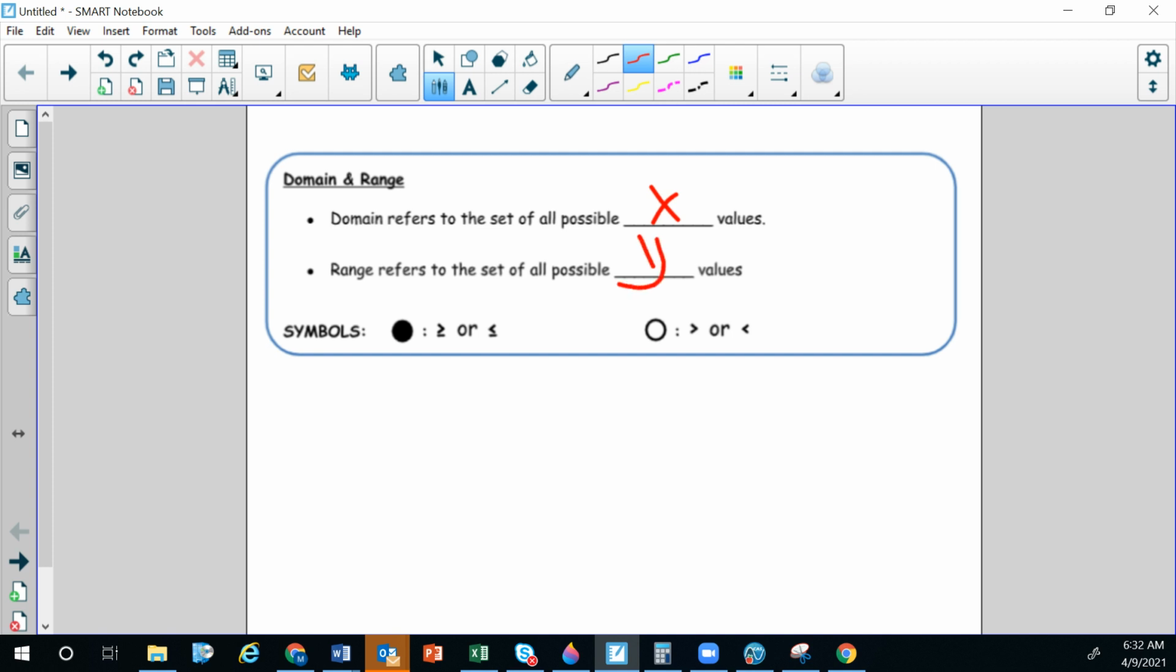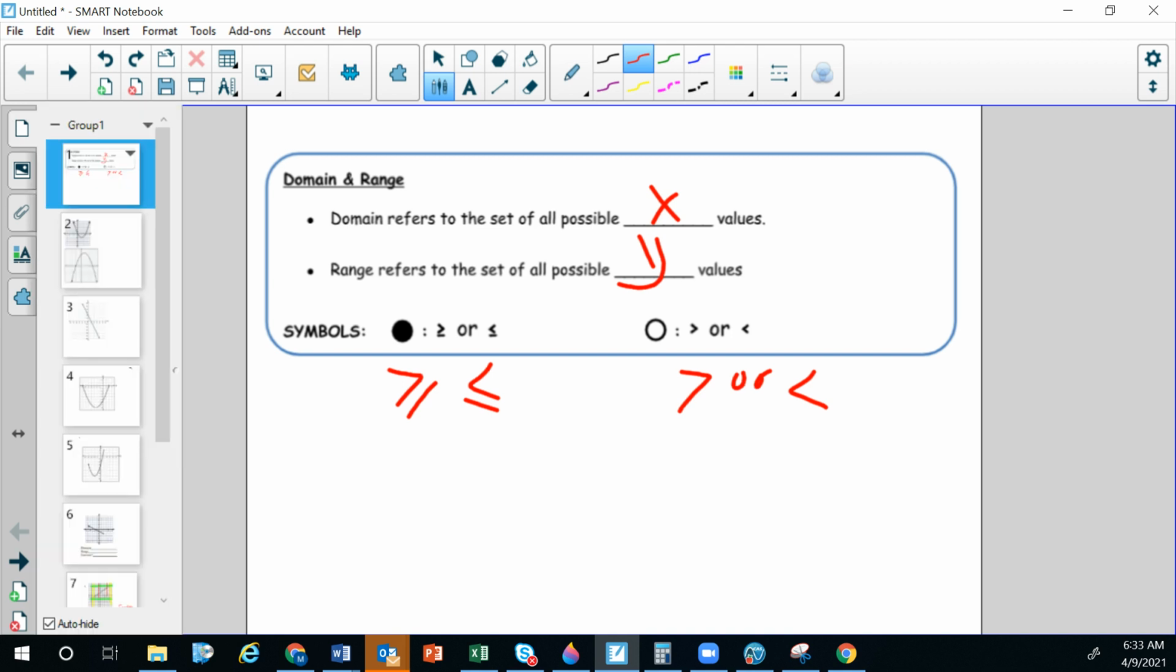Now, on domain and range, you'll see the closed circle, and the symbol we use for that is the greater than or equal to, or the less than or equal to. And for the open circle, we use the greater than or less than. All right. So let's look at some examples.